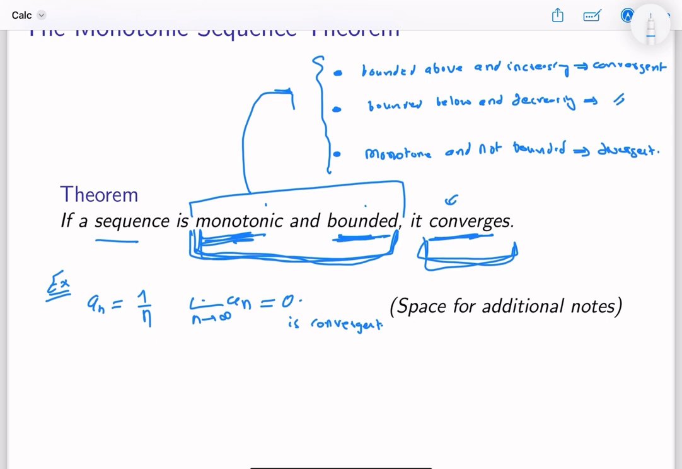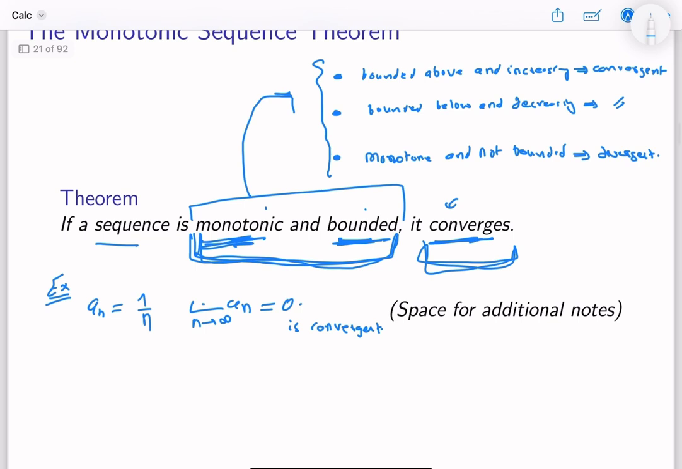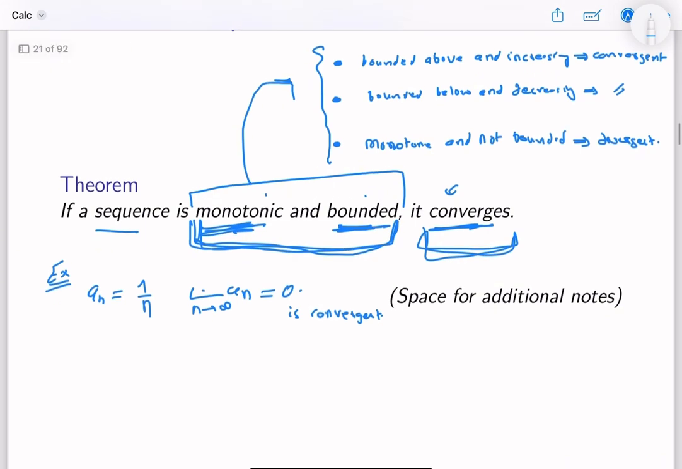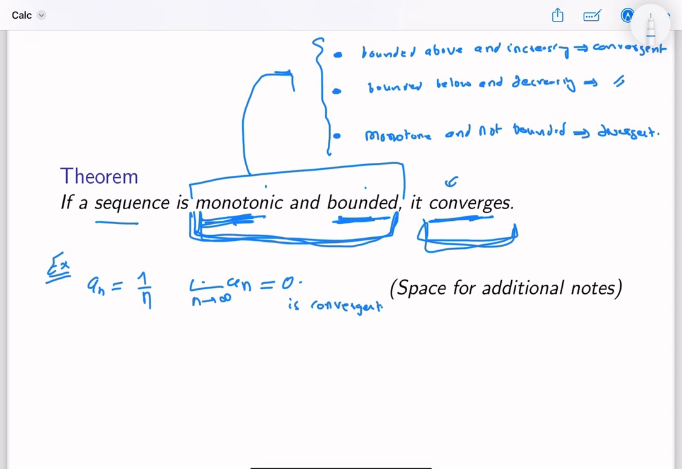So we're going to give examples of the three cases, and we're going to see how important this theorem is in deciding whether a sequence is convergent or not. So if you look at a_n equals 1 over n, we know that the limit of it is 0, right? But how would we know if it's convergent if we didn't want to compute the limit? Well, we know that a_n is bounded below by 0 because we know that 1 over n is always positive, right?